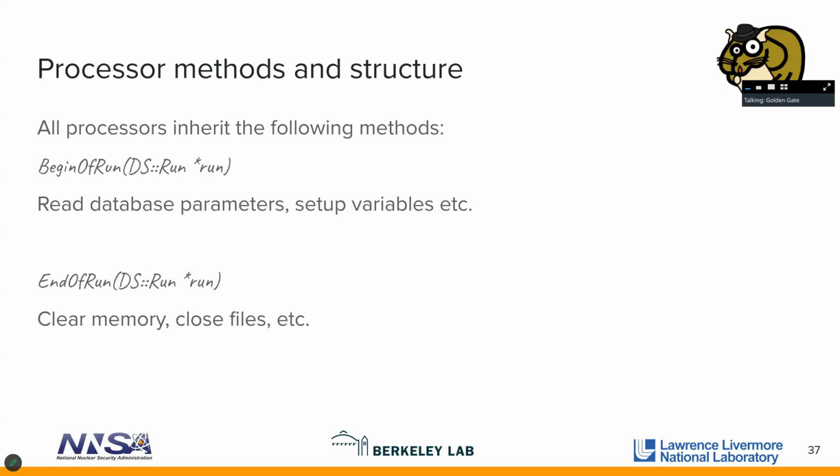Begin of run is useful. This is where you read the database parameters in the processor. You can set up variables for your processor and initialize them. This is run one time at the beginning of the simulation. Similarly, end of run allows you to clear memory, close files, etc. It is run one time at the end of the simulation after all the events have been processed.